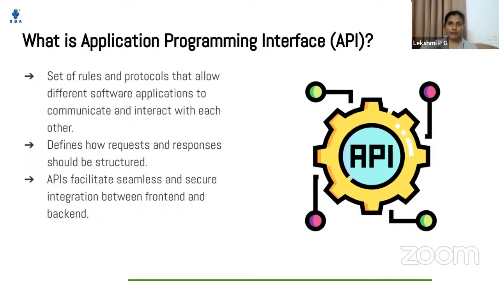From the client or the customer, he collects the order and gives it to the chef. So an API works like this. It collects the request from the client and gives it to the server, and takes the response from the server and gives it to the client. So that is the functionality of an API.